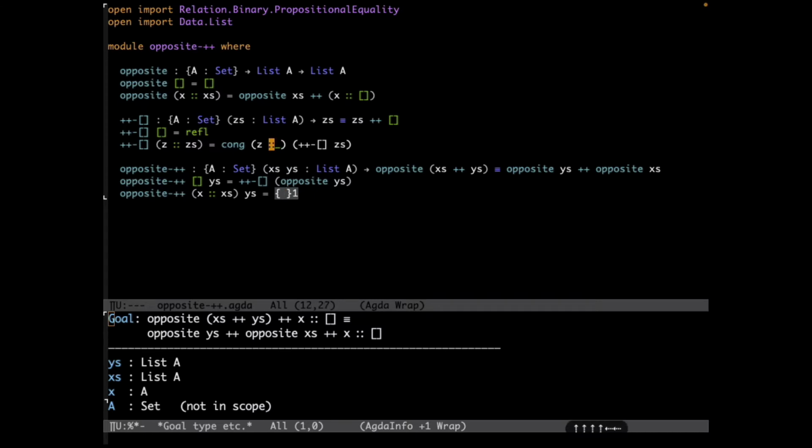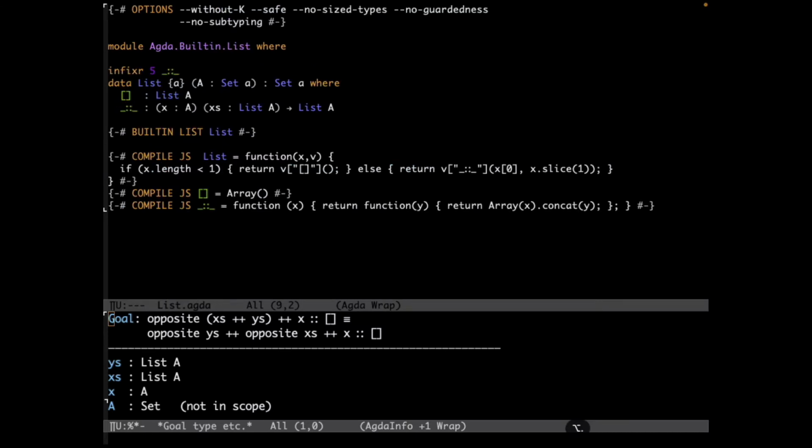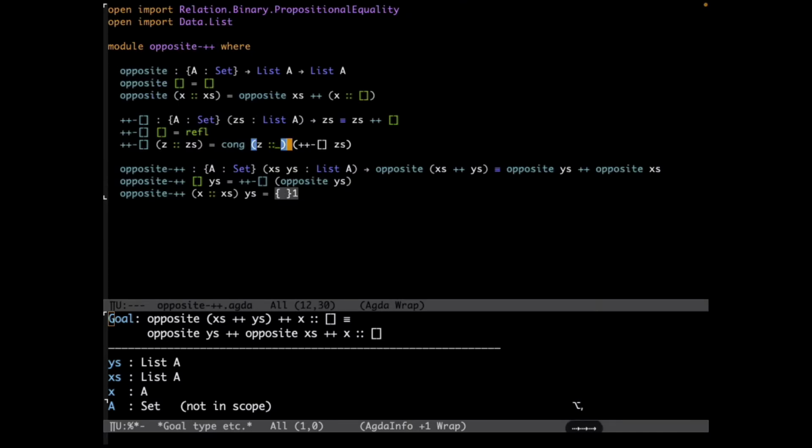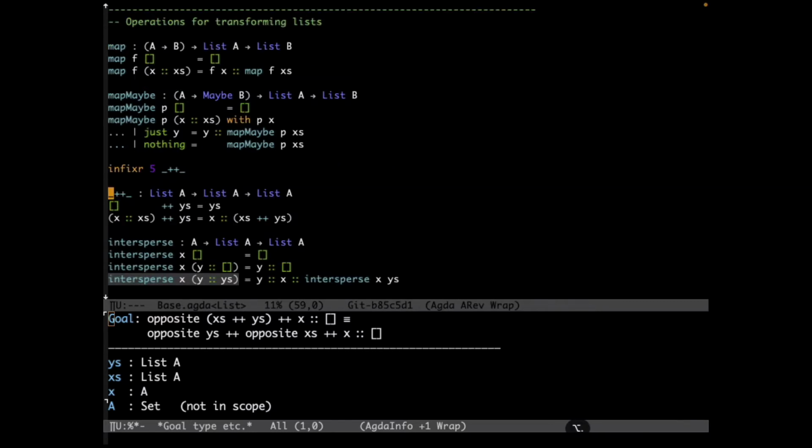So let's see. This one has precedence 5. And where is the other one? This one has precedence 5. Excellent. Okay, this one is right associative.